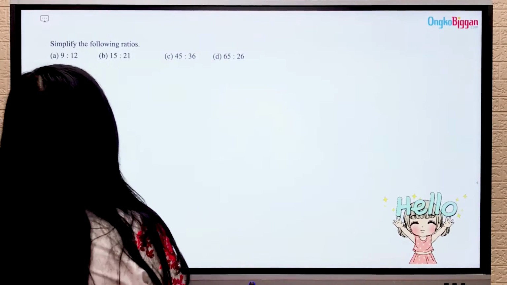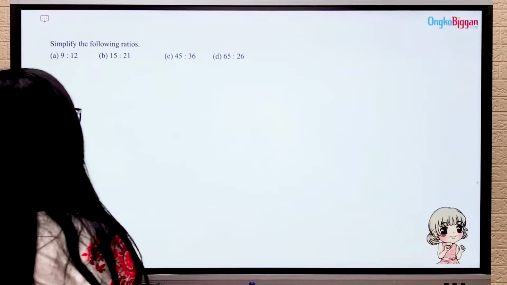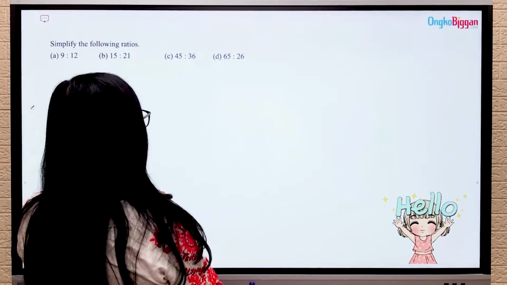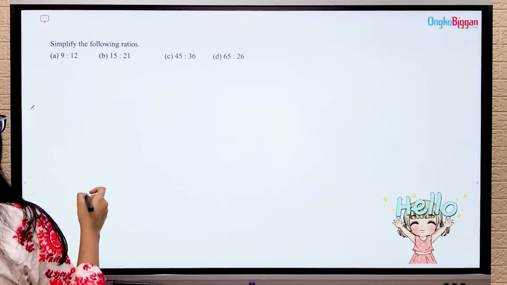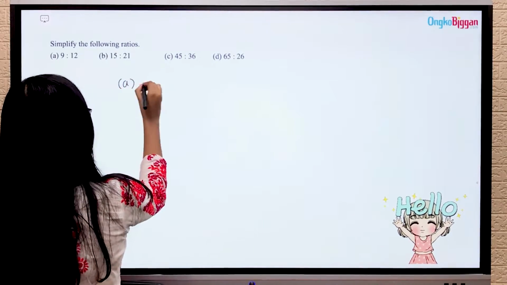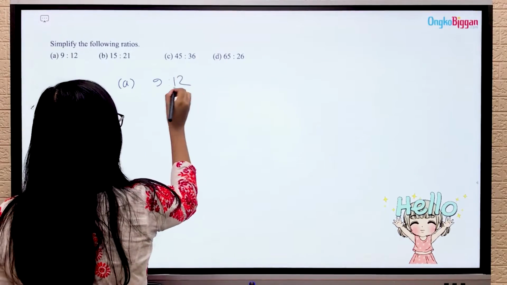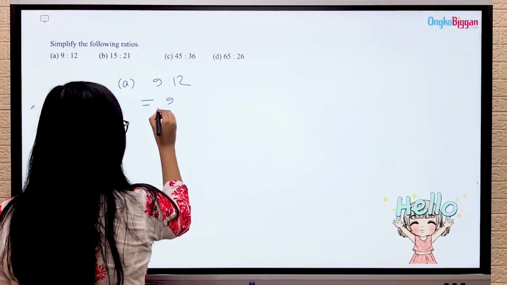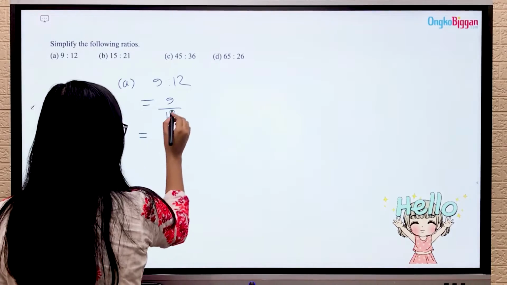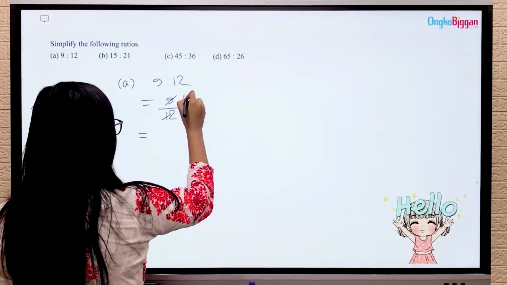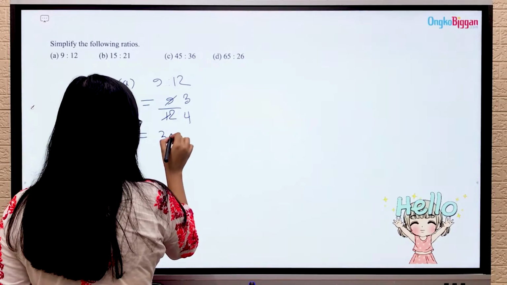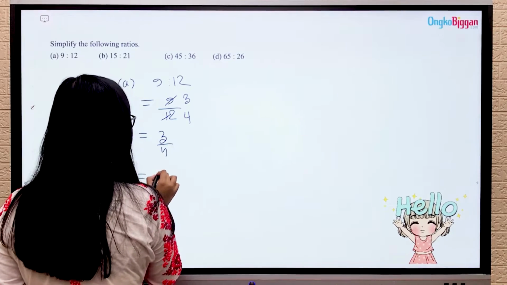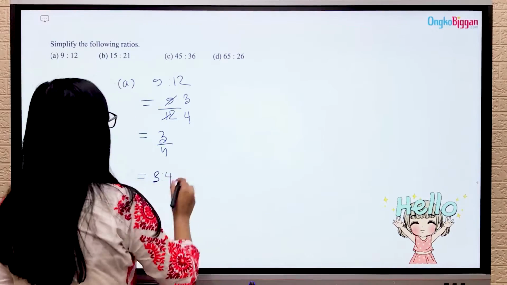Okay, so simplify the following ratios. Here we will do the thing that we have already done, that is just to simplify. Like number A, 9 is to 12. We will write 9 by 12. Then we can factorize it by dividing by 3. 3 by 4. And finally 3 is to 4.